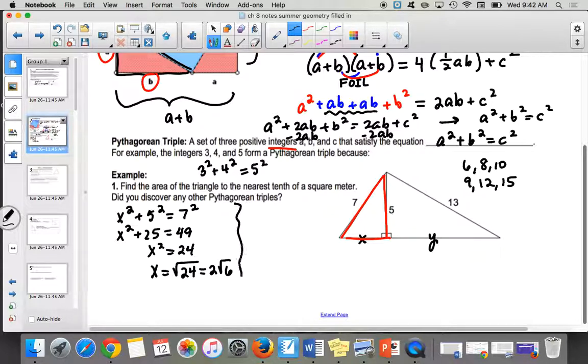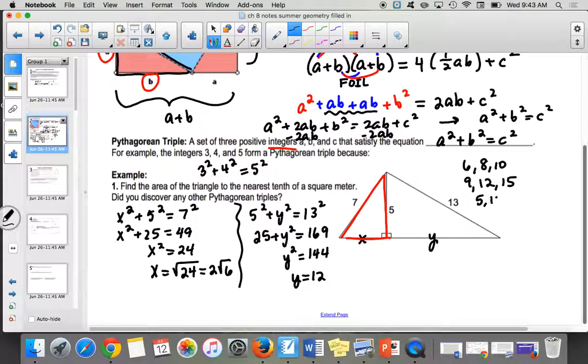So now we need to find y. So y, we have 5 squared plus y squared equals 13 squared. So I have 25 plus y squared equals 169. When I subtract my 25 over, I get 144. So y is equal to 12. That came out nice and even, didn't it? So what's a Pythagorean triple? Yeah, 5, 12, and 13, right? So that's another one, 5, 12, and 13.